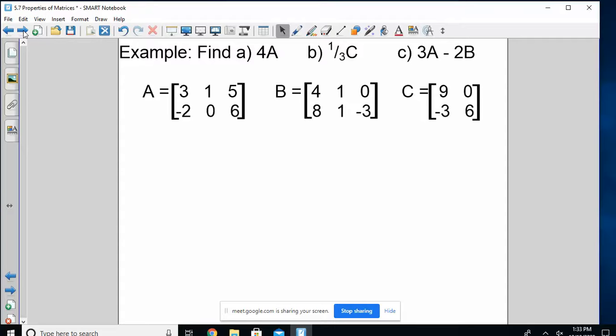B. 1/3 matrix C. So same thing, we're just taking each number times 1/3. And it is okay to have fractions or decimals in these. So every number times 1/3, 9 times 1/3, 0 times 1/3, -3 times 1/3, -1, and 6 times 1/3 is 2. What's the size of this matrix if I ask? 2 by 2. Right, 2 rows, 2 columns. Okay, C. I'm going to make it harder.